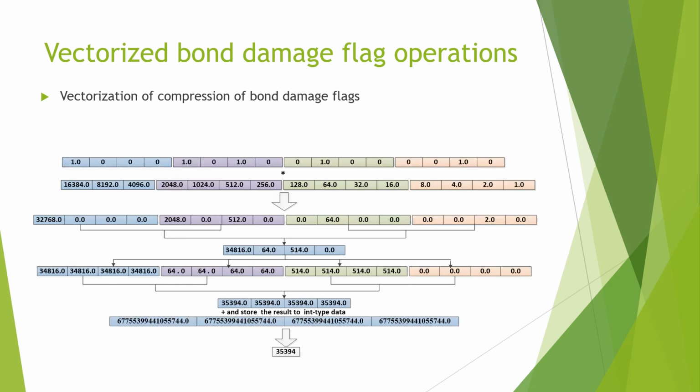When updating the bond damage flags, we first multiply the flags with double-type powers of 2 and do reduction of elements in 4 vectors. Finally, add the results to a magic number to change the type from double to long and extract the low 32 bits to get the compressed bond damage flags.